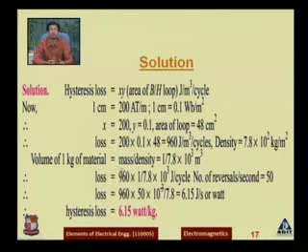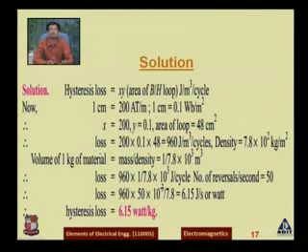So the volume of 1 kilogram of material is equal to mass divided by density. So the hysteresis loss will be 960 multiplied by 1 divided by 7.8 into 10 raised to 3 joule per cycle, and the loss will be 960 multiplied by 50, the frequency, and if you put in the other values, then you will get the hysteresis loss. The hysteresis loss is 6.15 watt per kilogram. So these are the losses.